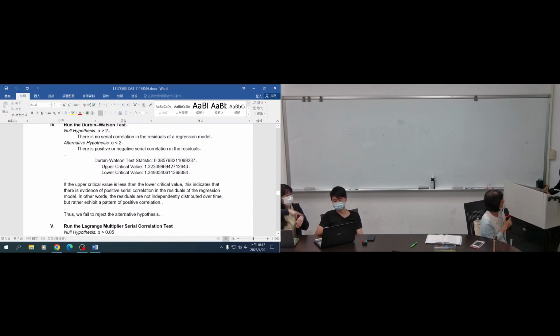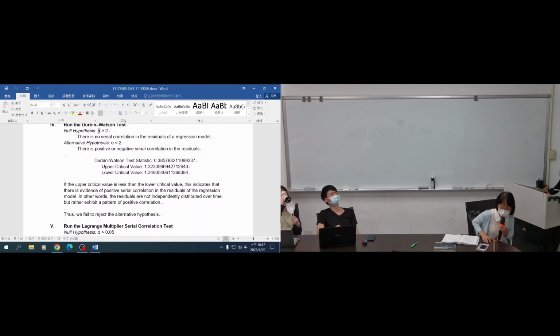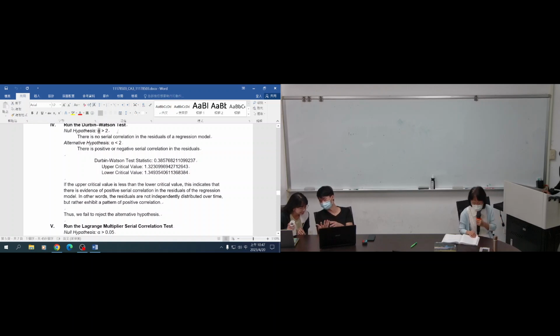Usually, I think we don't use alpha. Alpha in statistics is usually the level of significance, so do not use alpha to stand for something else. I think it's confusing. Okay, Professor. For the Durbin-Watson, we usually use D. Noted.